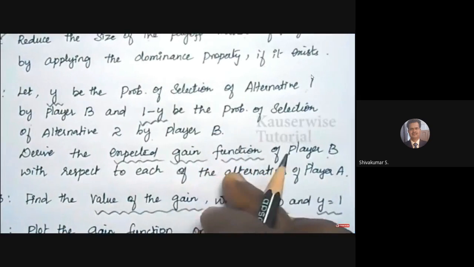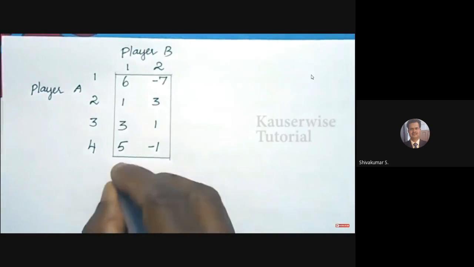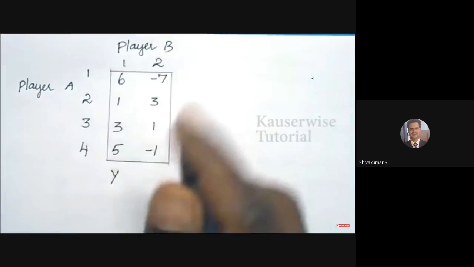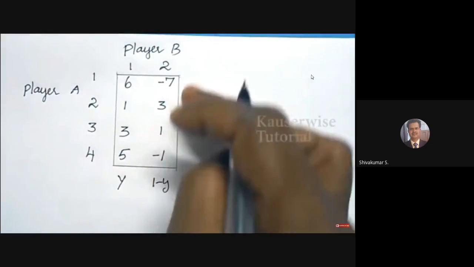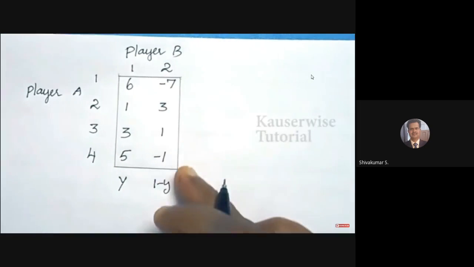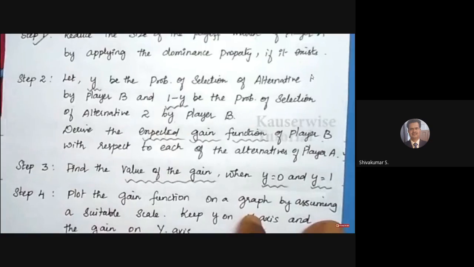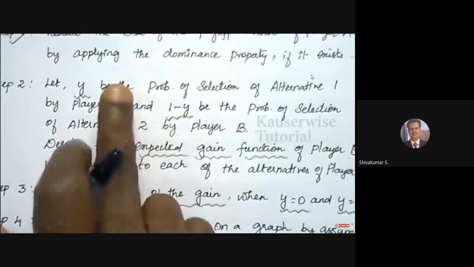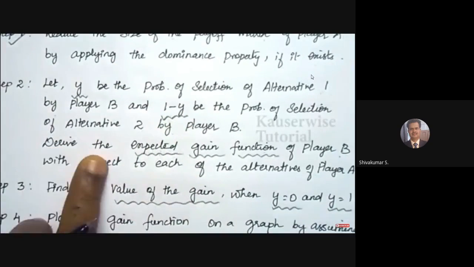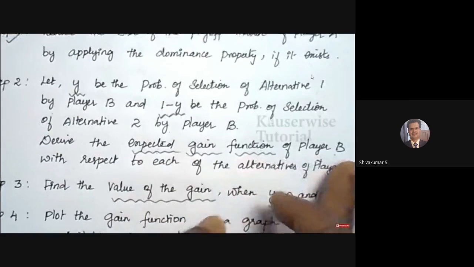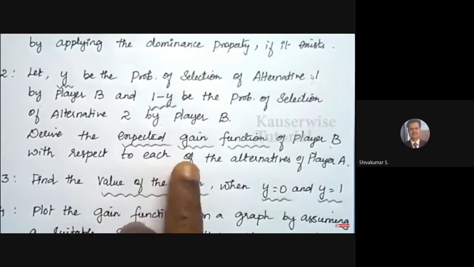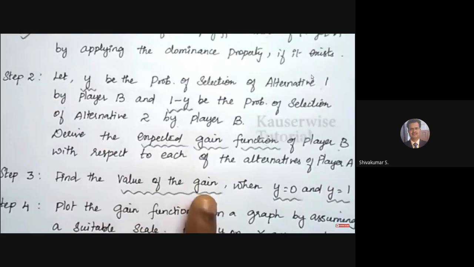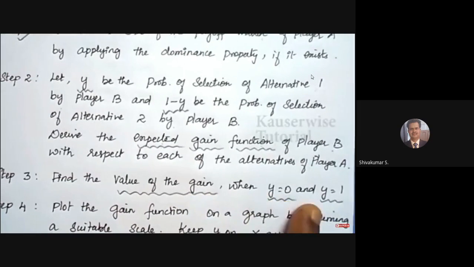Let me explain along with the problem. Look at the problem. Now, let Y be the probability of selection of alternative 1 by player B, and 1 minus Y be the probability of selection of alternative 2 by player B. Look at the algorithm. The first selection probability is Y, and the second one is 1 minus Y. Based on this, now you can derive the expected gain function of player B with respect to each and every alternative of player A. At the same time, you can find the value of the gain when Y is equal to 0 and Y is equal to 1.